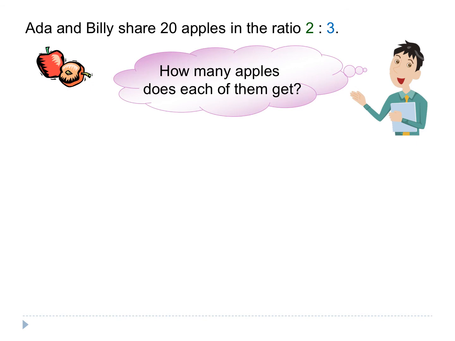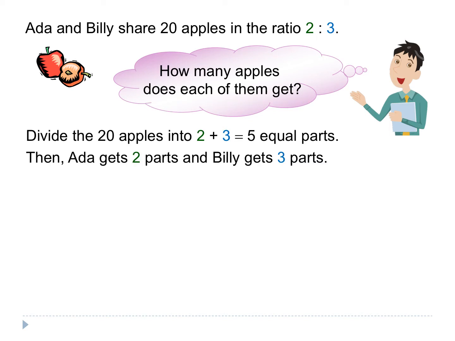But how about this? This time it's Ada and Billy, and they share 20 apples in the ratio of 2 to 3. The question is, how many apples does each of them get? First of all, we would like to divide the 20 apples into 2 plus 3. That means altogether 5 equal parts. And in these 5 parts, Ada gets 2 parts and Billy gets 3 parts.